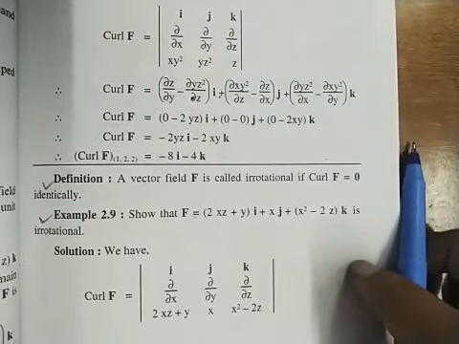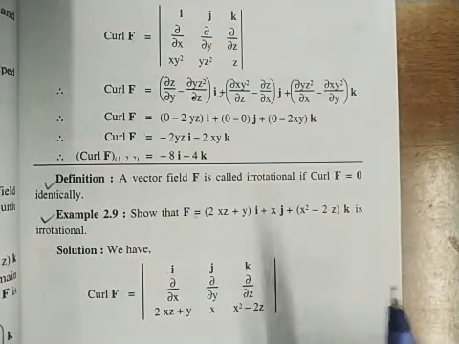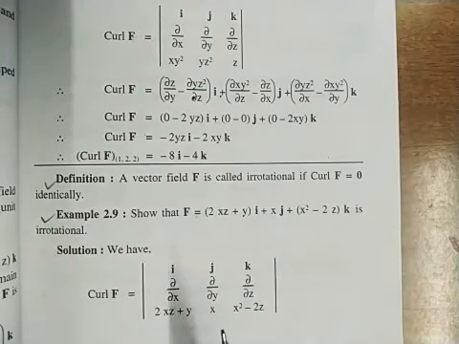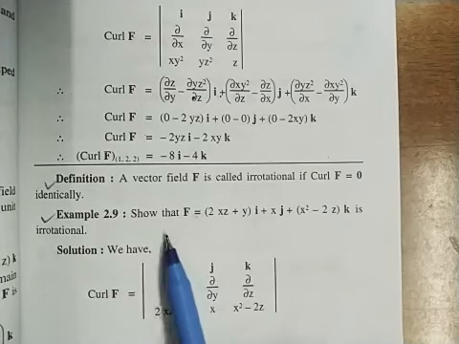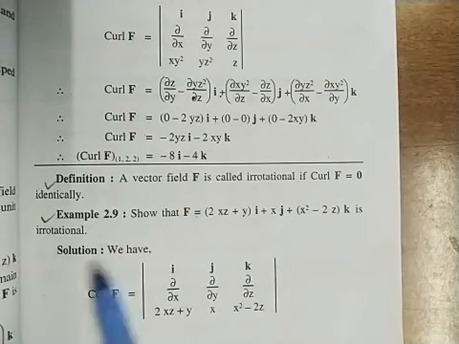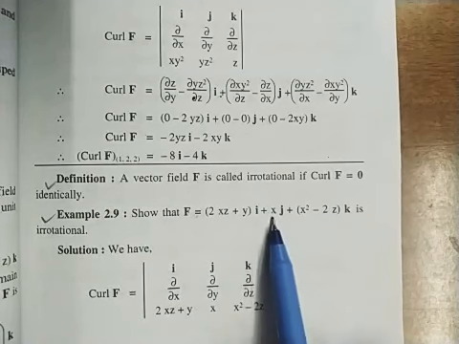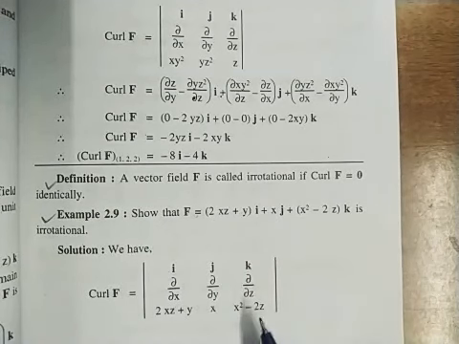Next, the definition of irrotational: any vector field f is called irrotational if curl of f is equal to 0 identically. So an irrotational field is one whose curl is 0. To show that the given f is irrotational, we have to show curl of f is 0. So curl of f by definition is the determinant with rows i j k, dabba dabba x, dabba dabba y, dabba dabba z, where f1 is 2xz plus y, f2 is x, f3 is x square minus 2z.